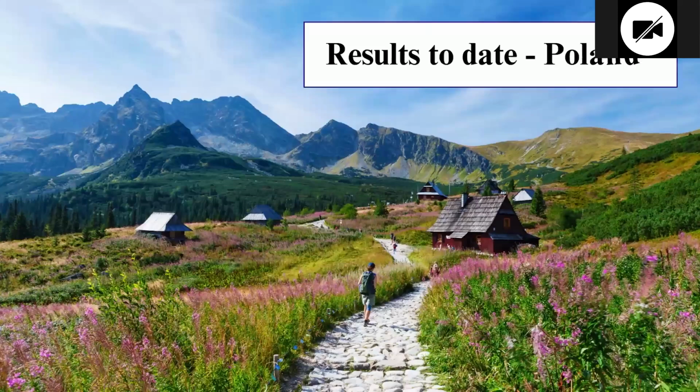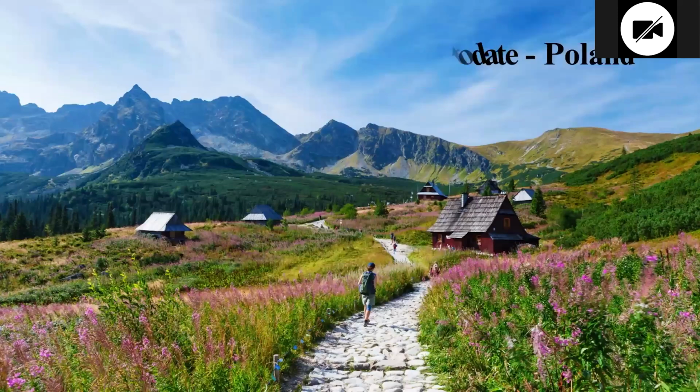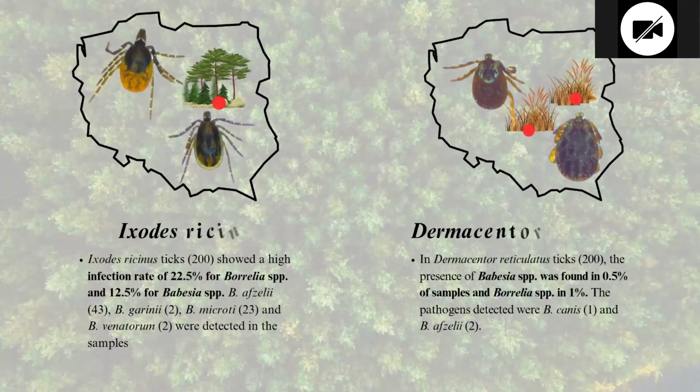We also collected a few ticks in our country. In Poland, we collected 200 Ixodes ricinus ticks and 200 Dermacentor reticulatus ticks. Ixodes ricinus showed a high infection rate for Borrelia and Babesia. We detected Borrelia afzelii, Borrelia garinii, Babesia microti, and Babesia venatorum in these ticks. When it comes to Dermacentor reticulatus, we have one tick positive for Babesia canis and two ticks positive for Borrelia afzelii.